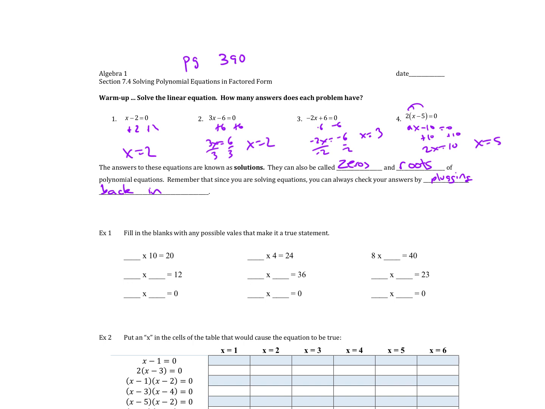Okay, so what we've got here in example 1 just says fill in the blank with any possible values that make it a true statement. So the first one is something times 10 equals 20. Well, that's got to be 2. Something times 4 equals 24. That would be 6. 8 times something equals 40. That would be 8 times 5.